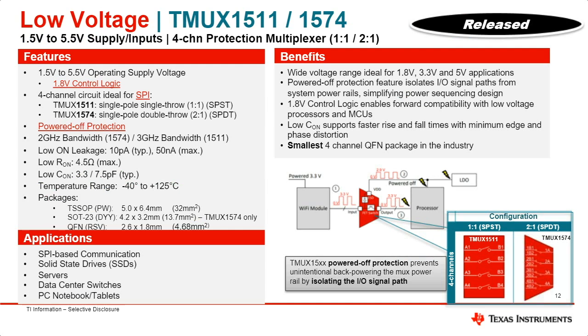So this is an example: the TMUX1511 and 1574. These are devices that have a charge pump architecture in them. And as you can see on the left side, they have low R-on and low C-on. This is due to the architecture, as well as a power-off protection feature that we're going to talk about a little bit later. It can be used for different applications, such as site communication, servers, data center switches, and so forth.